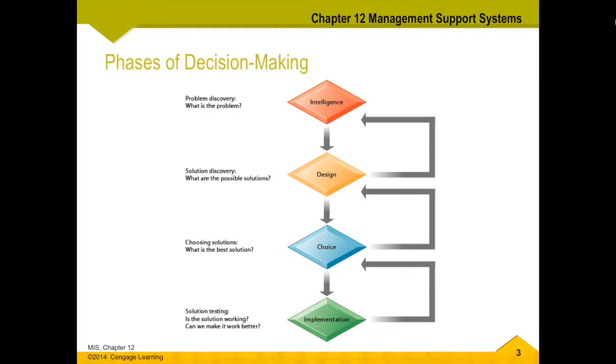And of course, choice. Which is the best solution? It could be you look at your alternatives and you think that, well, what we really need to do is take this person and train that person. Okay, so you want to take that salesperson and train them. And then finally, solution testing. Is the solution working? When you implement, you train the person in the implementation phase of decision making. You make the decision that that's what you want to do. You made the choice. Now you implement it.